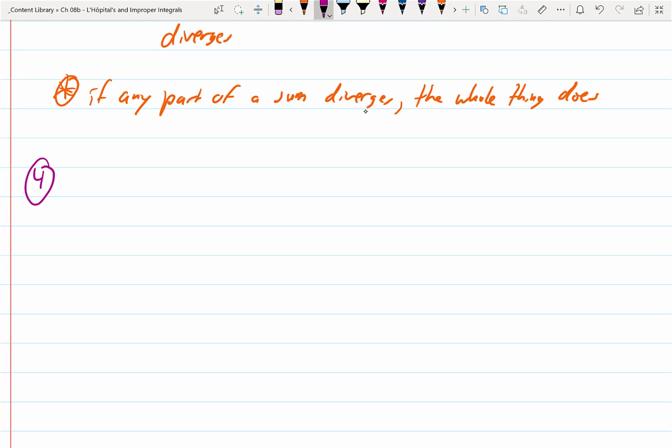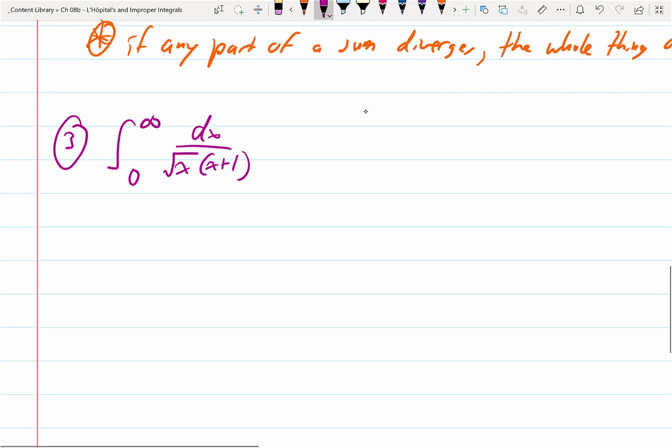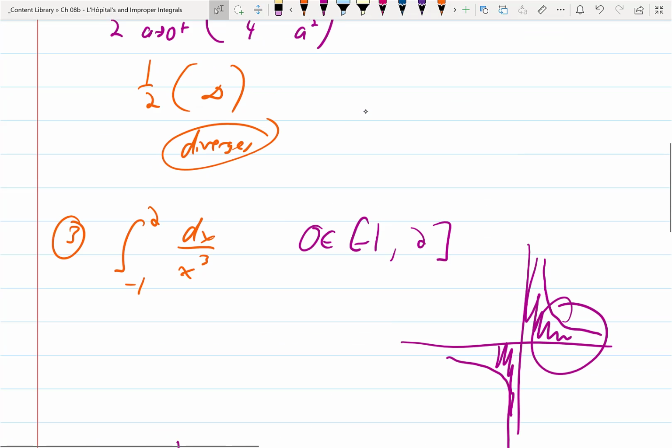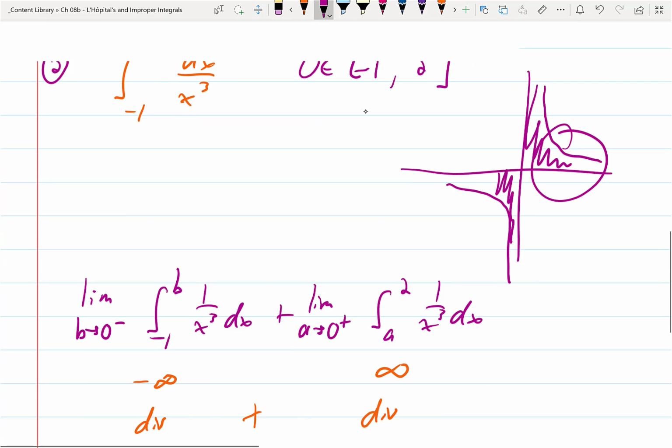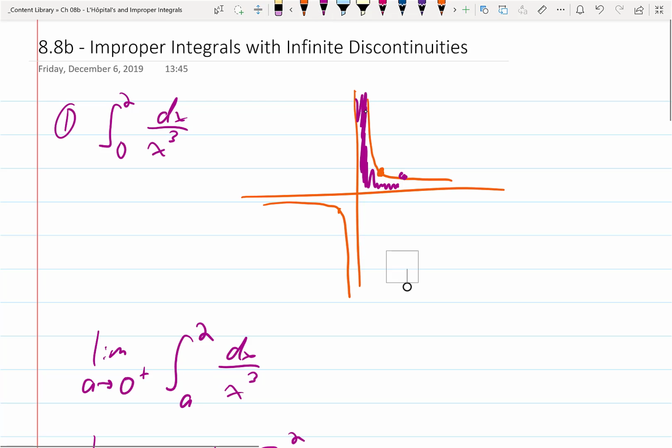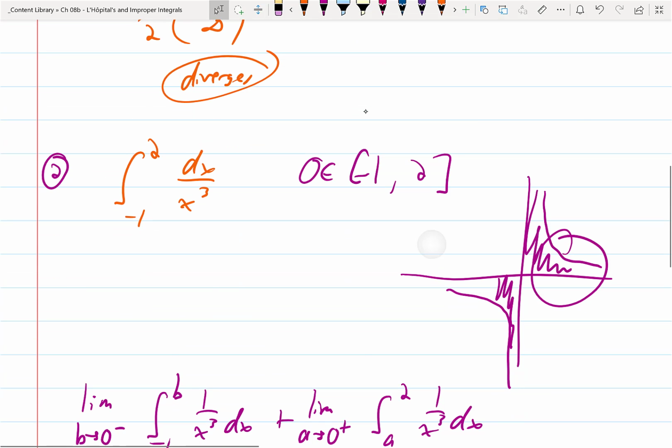Okay, next example. The integral from 0 to infinity of dx over, oh, sorry, it's number 4 on mine, but I did number 1 yesterday on this. Okay, that should be number 2 then. How should that be number 2? Because then this is number 1. Oh, yeah.